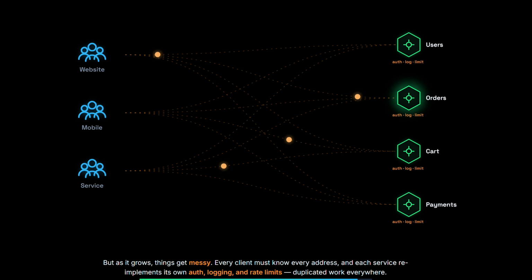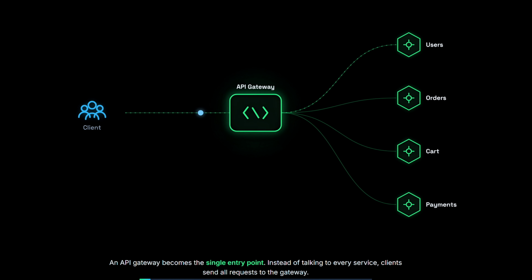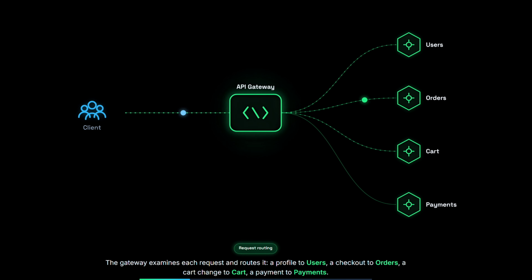An API gateway solves this by becoming the single entry point for your application. Instead of talking directly to every backend service, clients send all their requests to the gateway. The gateway receives the request, examines it, and decides where it needs to go. A request for a user profile is routed to the user service. A checkout request may go to the order service. A cart update is sent to the cart service. And a payment request is routed to the payments service.